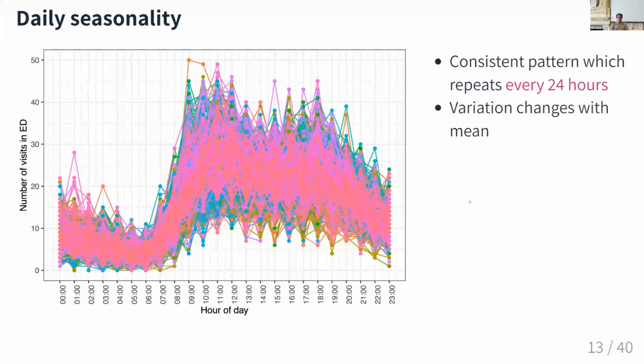We can also see this from another plot. This is called the seasonal plot. I like this plot. Some people don't like it. But here we have one line for one day.